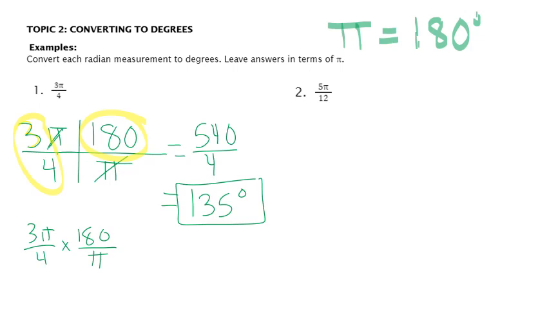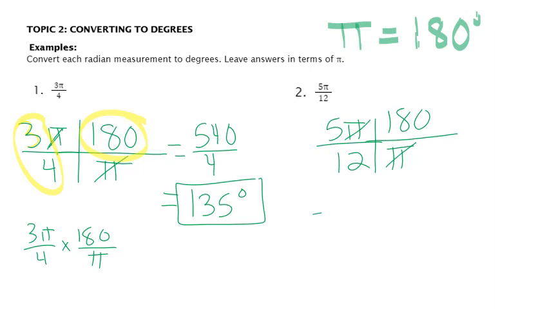For the last one, same idea. So we have 5 pi over 12. 1 radian is 180. I know I'm doing it right because my pi's cancel out. And so when we multiply this across, or you can put this all in your calculator, either one works. And then when we reduce, we would get this to be 75 degrees.